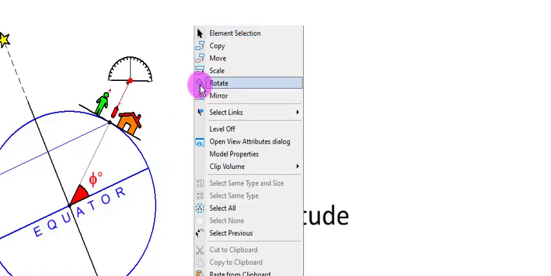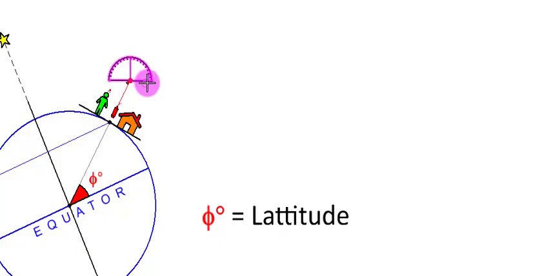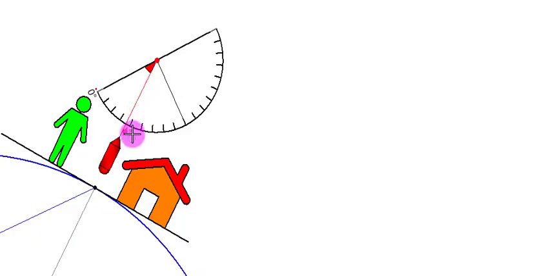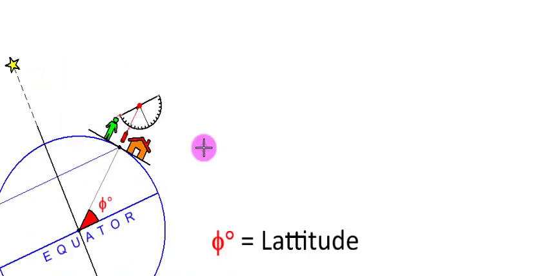Then the observer is going to rotate the protractor. So we'll take this protractor, rotate about this nail so that this goes around, and you'll keep rotating it until the angle made by this plumb line is equal to the latitude angle. So that's the rotation that is going to give.